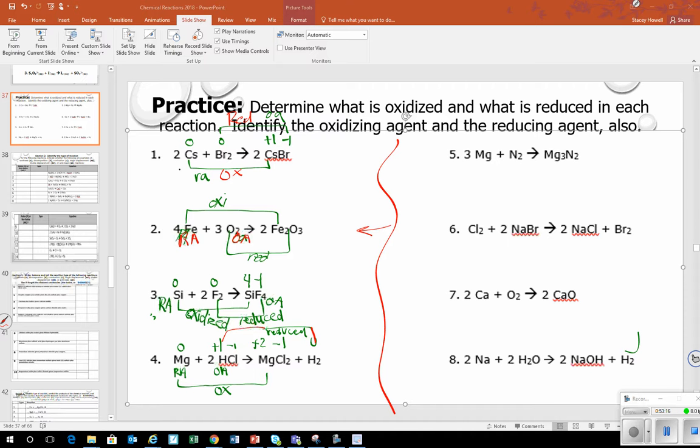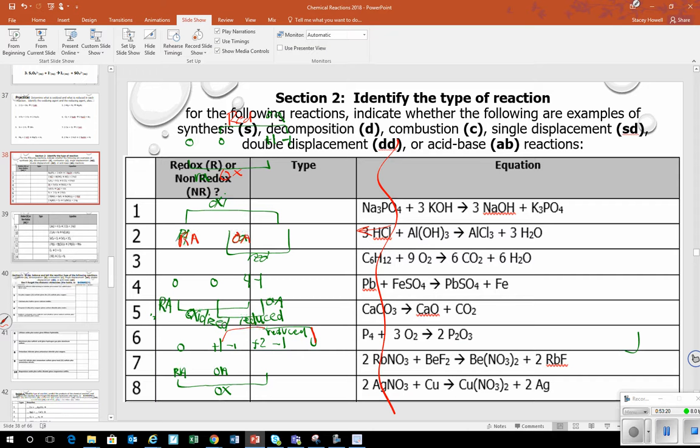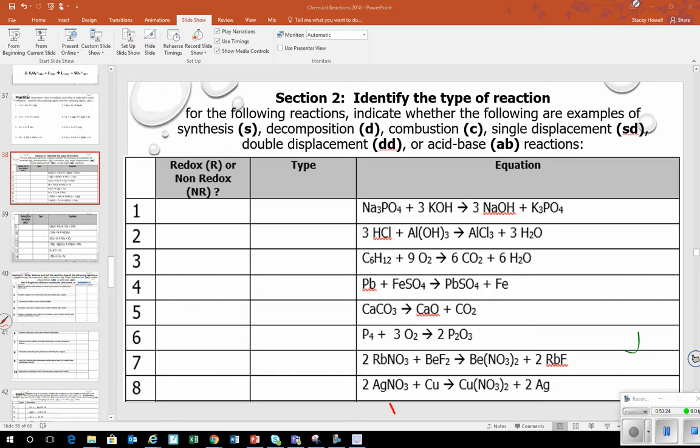Okay. So we're going to go forward a little bit more. We're not going to do all of these. We're going to do some of them, just so that we have an idea of how to do them. We're going to do these 8, and then I'm going to leave the others if you want more practice. All right. So we're going to identify what type we have, and if it's redox or non-redox.